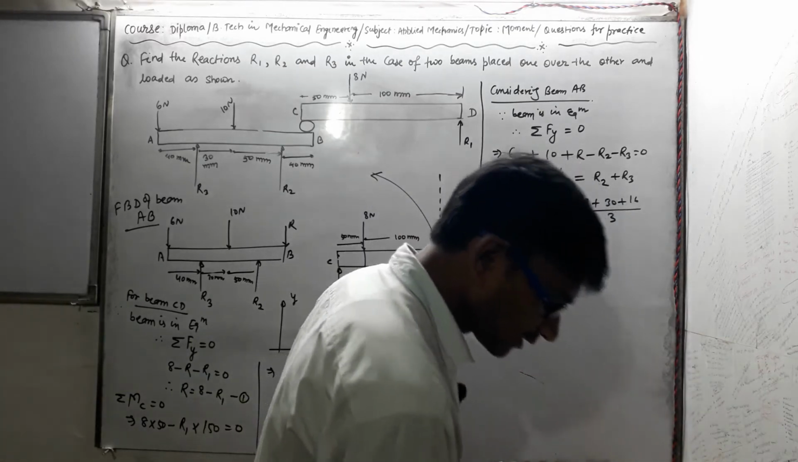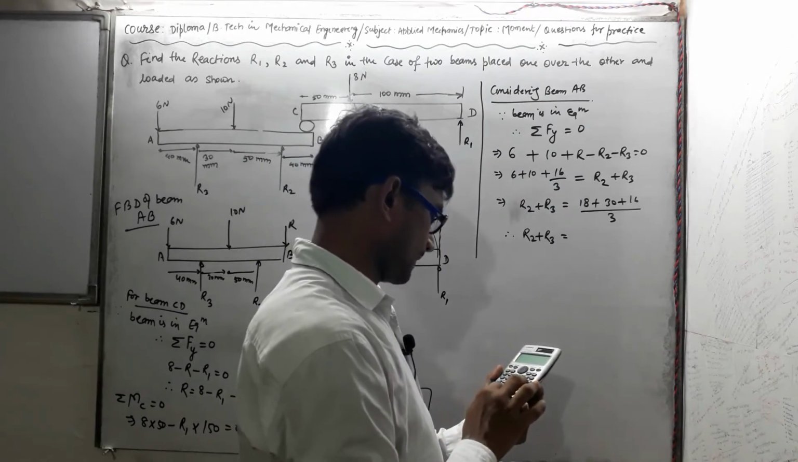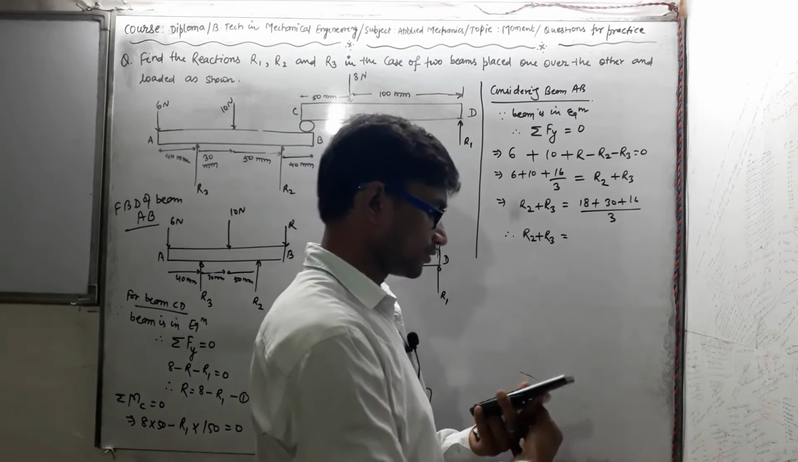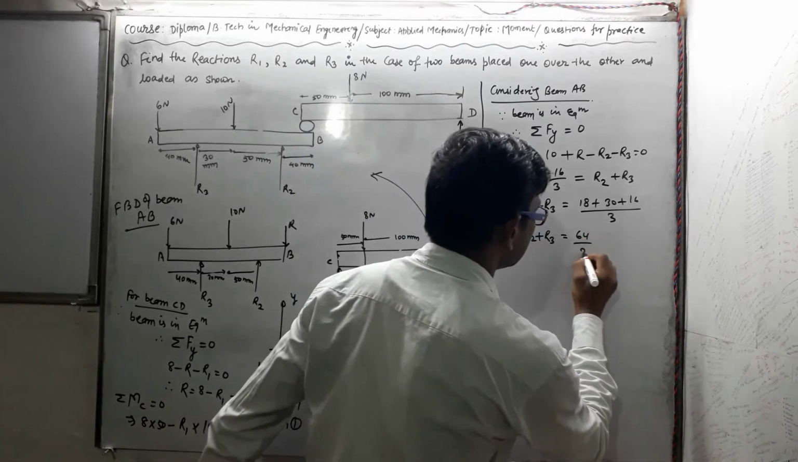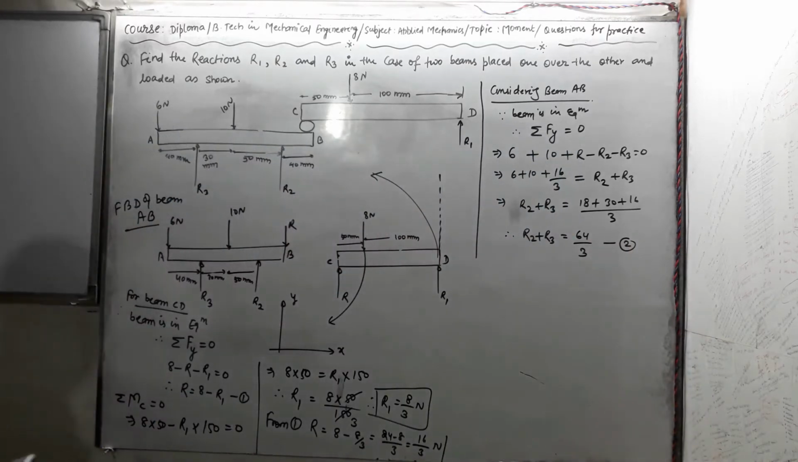I am calculating with the help of a calculator. We have 18 plus 30 plus 16 equals 64, so 64 upon 3. Let's suppose it is equation 2. It is relation 2.